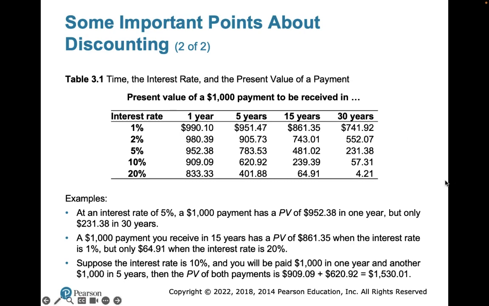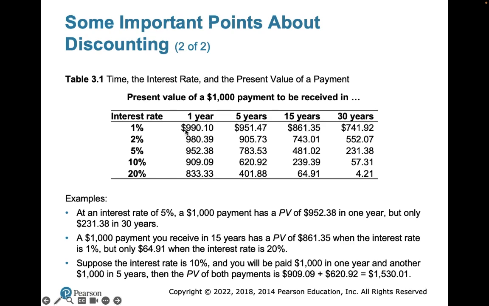Okay, this is it. We have the present value of a 1,000 payment to be received. This is a 1,000 payment, right? Interest rate at 1%. First, these are the interest rates. This is for 1 year, this is for 5 years' time, this is for 50 years' time, and this is for 30 years' time. 1% of 1,000 in 1 year's time is this, in 5 years' time is this, and just like that.